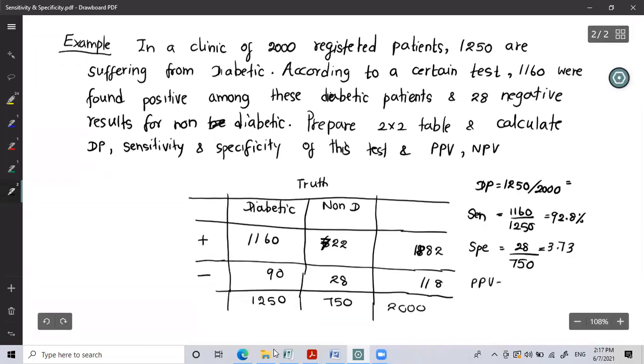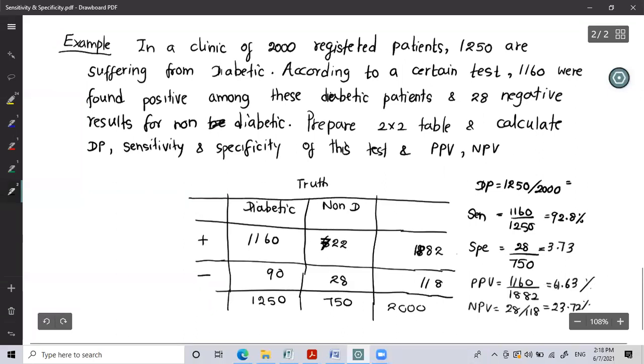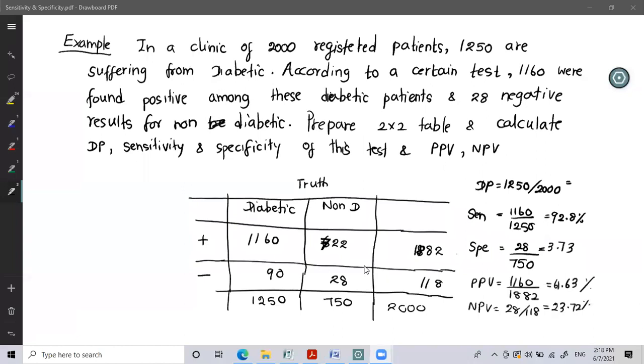And then the PPV was 61.63, and NPV is 28/118, which is 23.73%. Okay, so any different answers than this? Please tell me. I think those are the answers I got from you also.